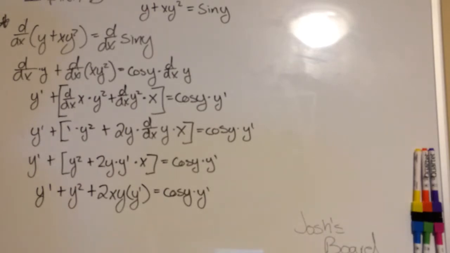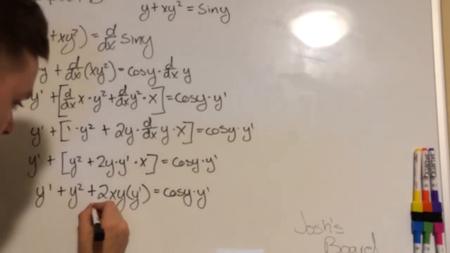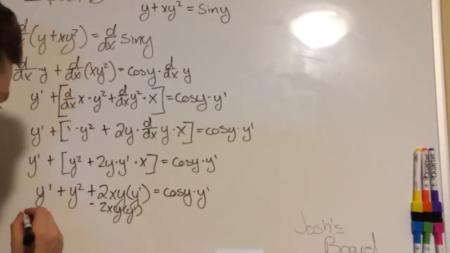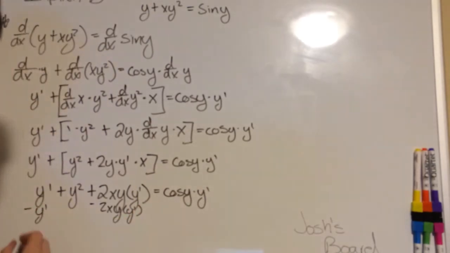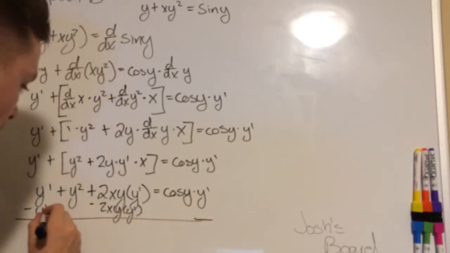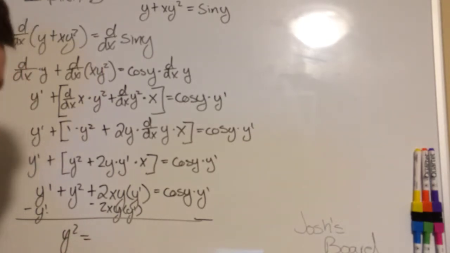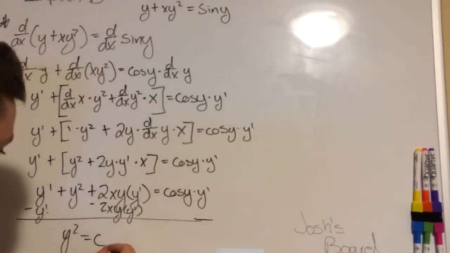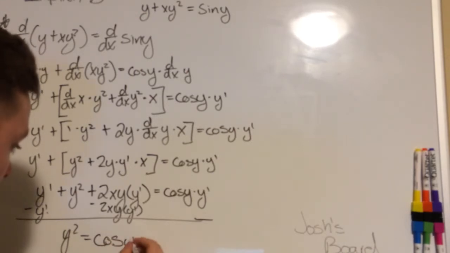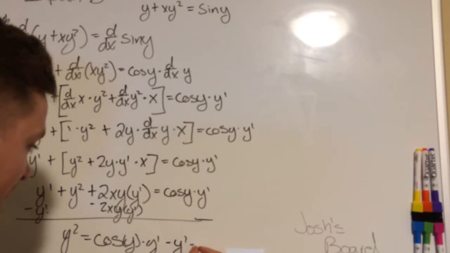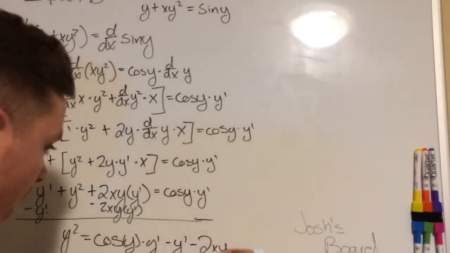Now we're going to want to rearrange the equation. I'll go ahead and subtract anything with the y prime over to this side. So we're going to subtract 2xy times y prime and subtract y prime. Move this over here. We'll add both these terms to this side. So now we have y squared equals the cosine of y times y prime, minus y prime, minus 2xy times y prime.